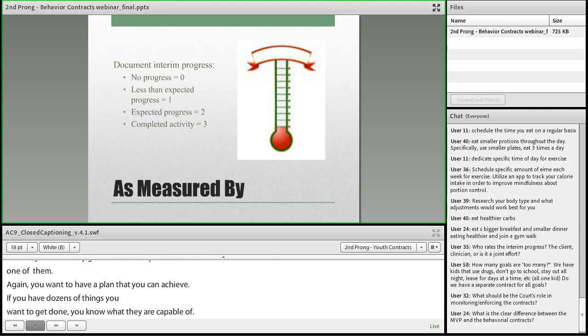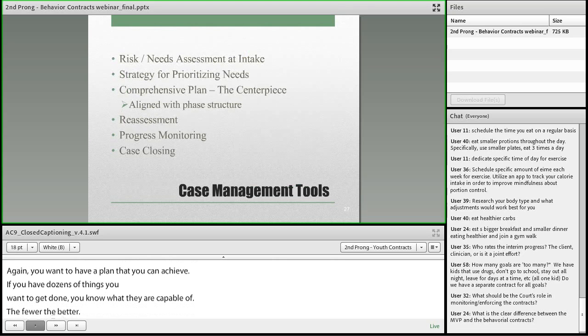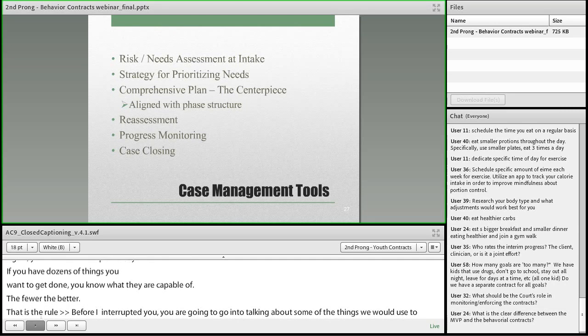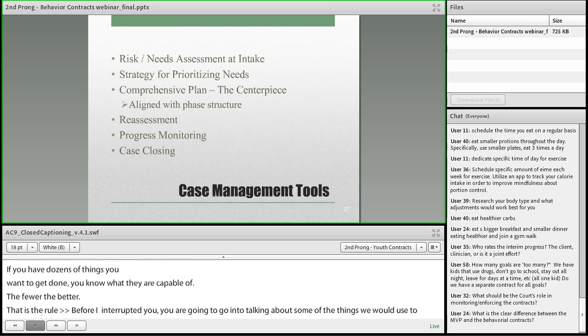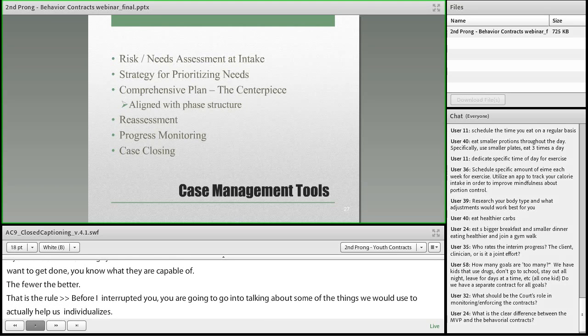So before I interrupted you, Doug, you were going to go into talking about some of the things we would use to actually help us individualize this. So these things aren't just pulled out of thin air. We use case management tools to help us figure out what this is, right?